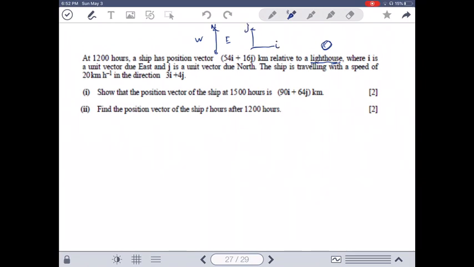Okay, east, and j is the unit vector due north. The ship is traveling with a speed of 20 km per hour in the direction of 3i plus 4j. Okay, what information do we have here? I think before that, let's just draw.